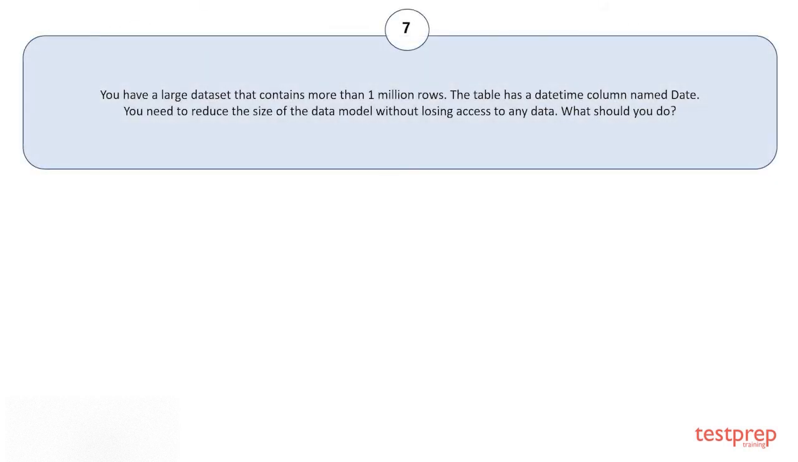You have a large dataset that contains more than 1 million rows. The table has a datetime column named date. You need to reduce the size of the data model without losing access to any data. What should you do?